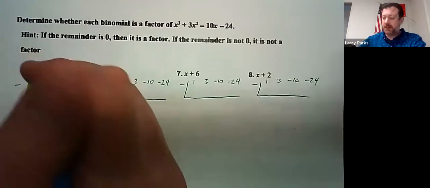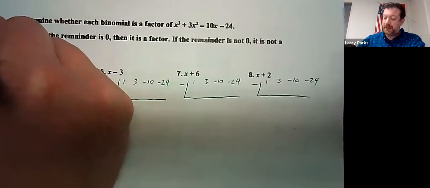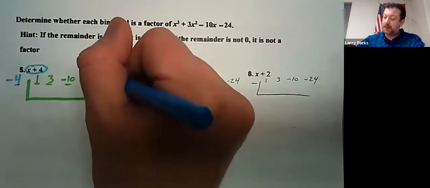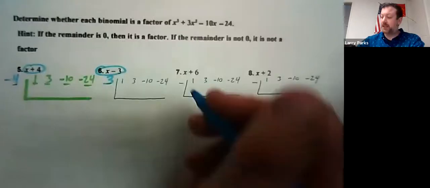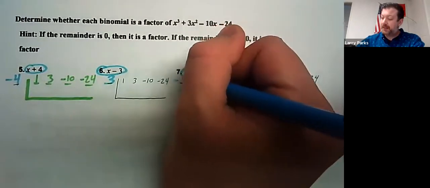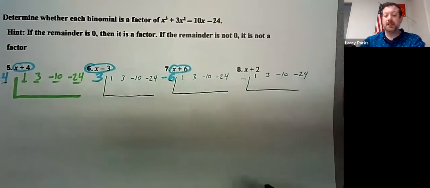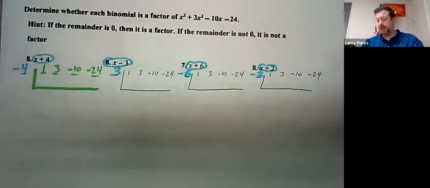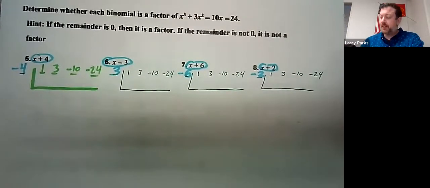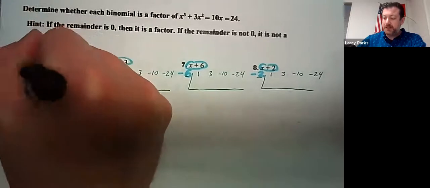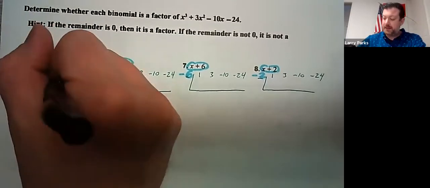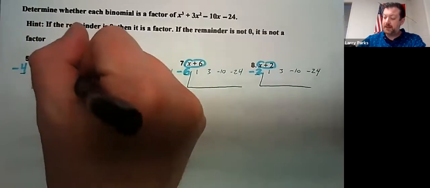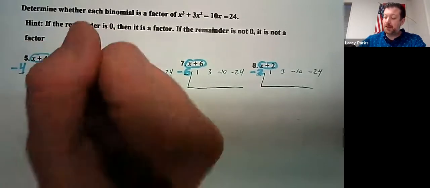For x plus 4, we're going to put a -4. For x minus 3, we're going to put a 3. For x plus 6, we're going to put -6. And for x plus 2, we're going to put -2. From there, this is the easy part. Drop down the 1, multiply, add, multiply, add, multiply.